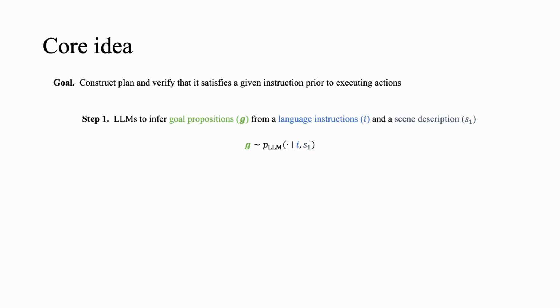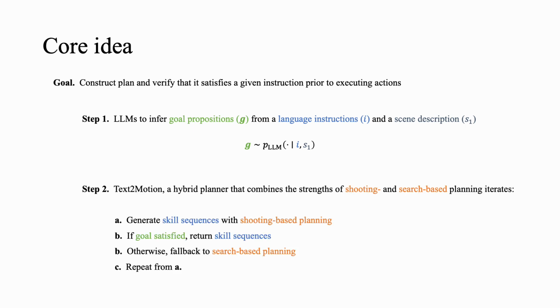In step 1, an LLM infers goal propositions that must hold in the scene for an instruction to be satisfied. In step 2, a hybrid planning algorithm, Text2Motion, is used to construct feasible manipulation plans by combining shooting-based and search-based planning techniques based on LLMs and geometric feasibility planning. A plan is only ever executed if the inferred goal propositions hold in the plan's final state as predicted by a learned dynamics model.